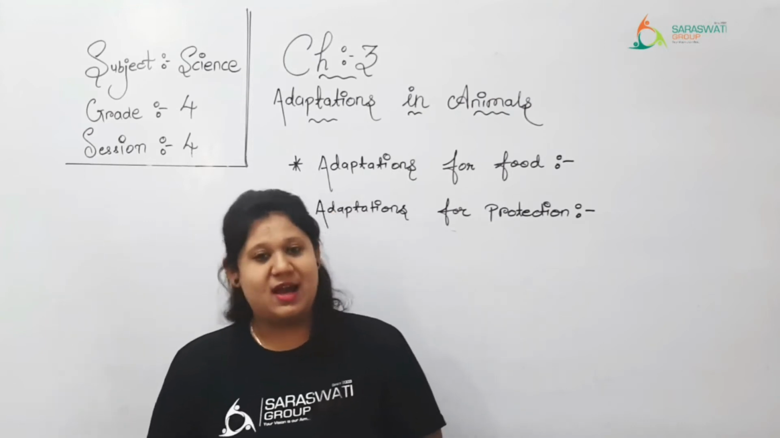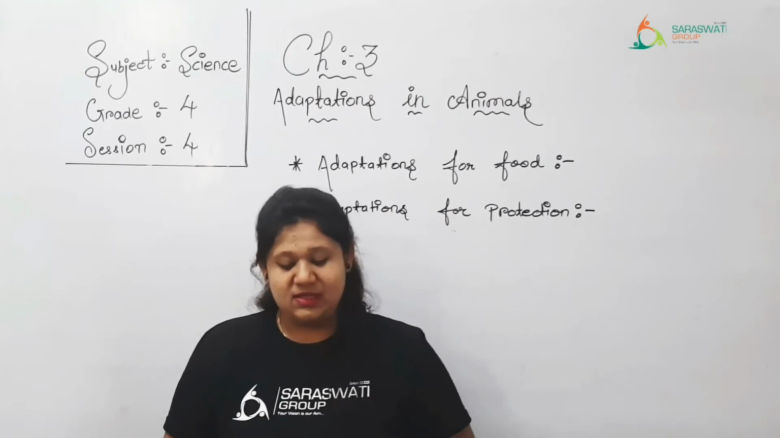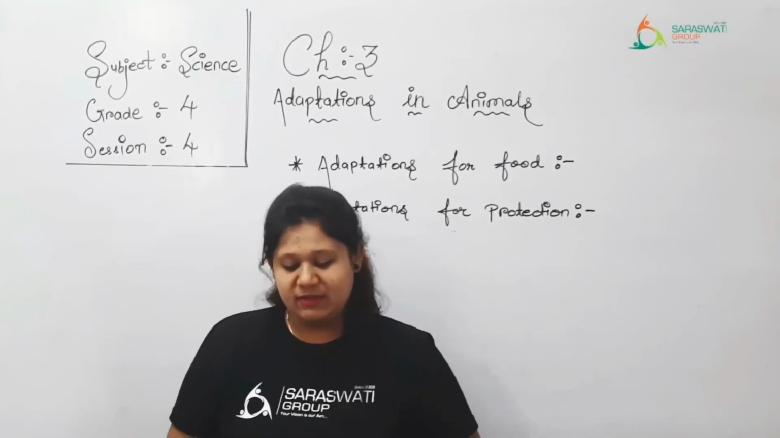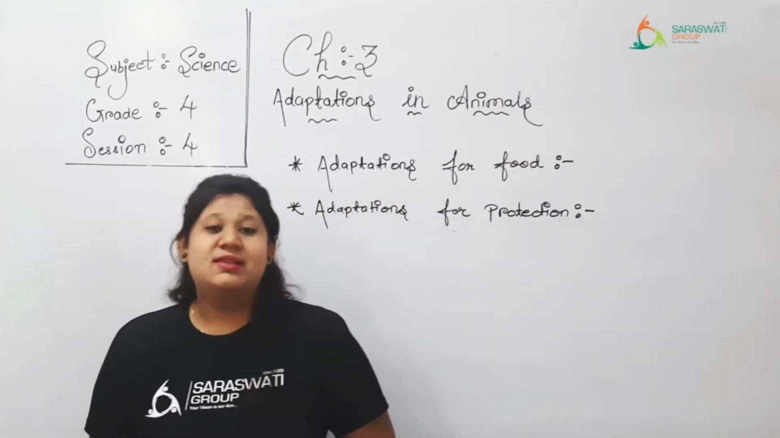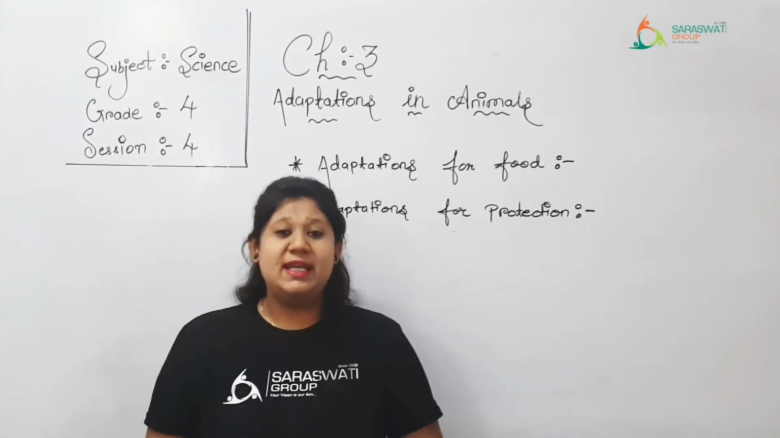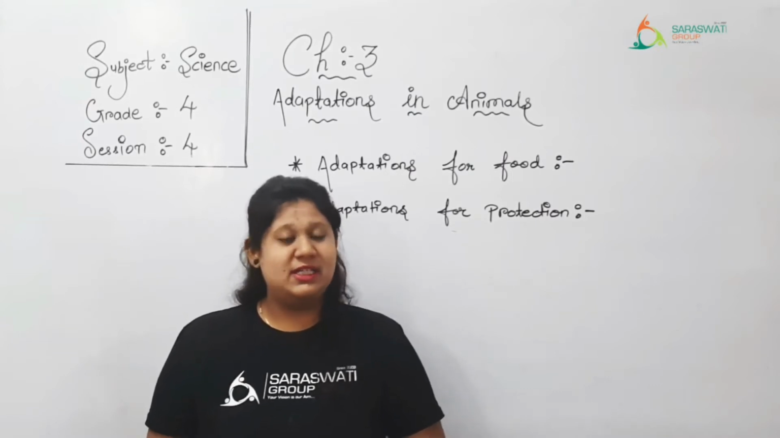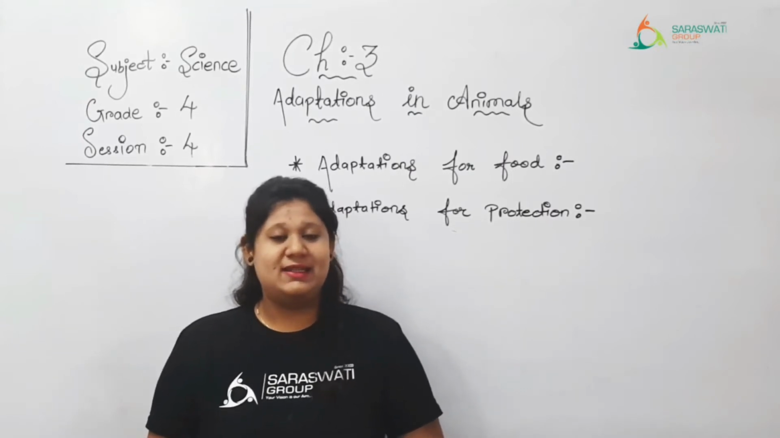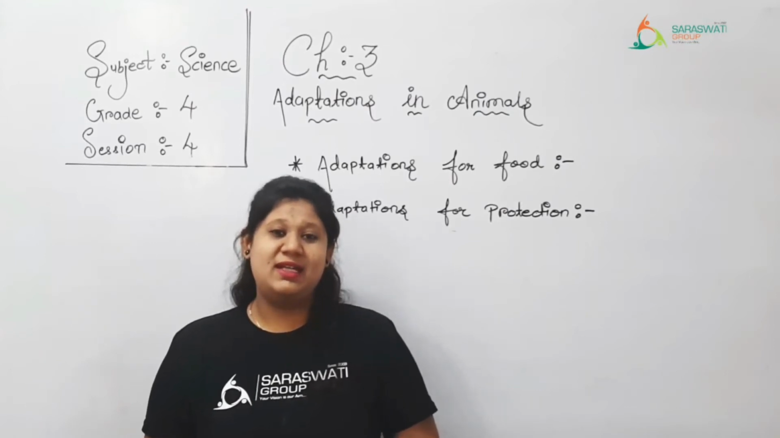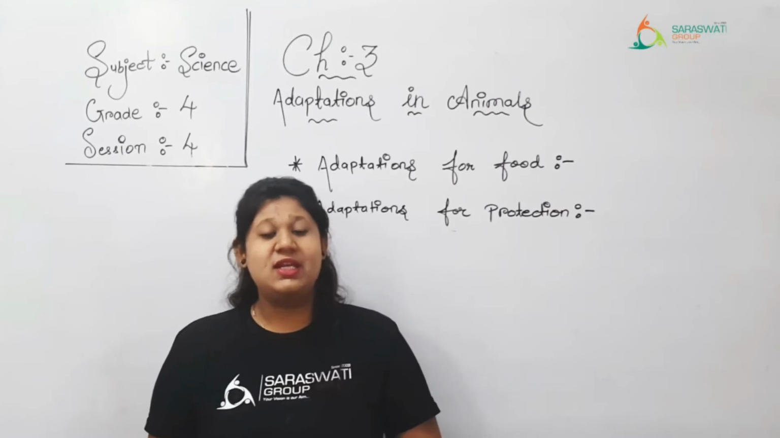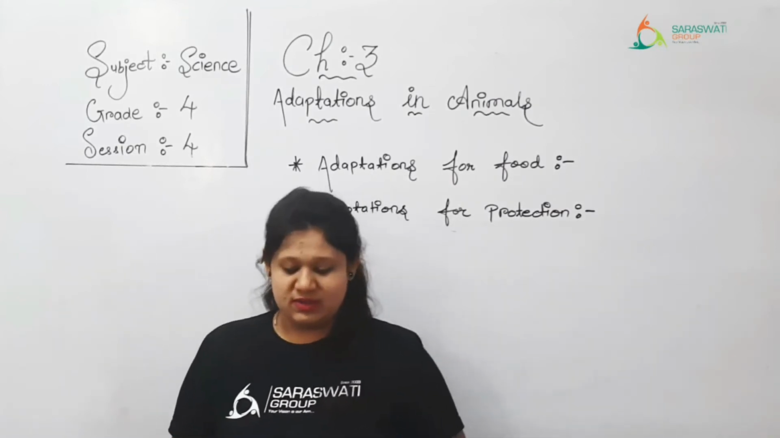Then after, carnivores. Carnivores eat the flesh of other animals. There are animals which only eat the flesh of other animals. They are not eating any plants or anything else, right? They only like to kill other animals and eat the flesh of that animal. So that type of animals are called carnivores.